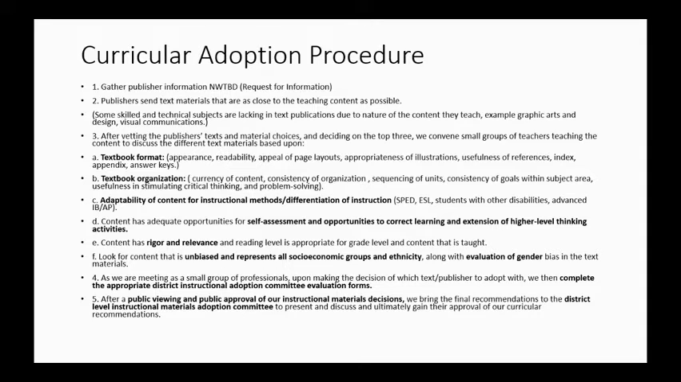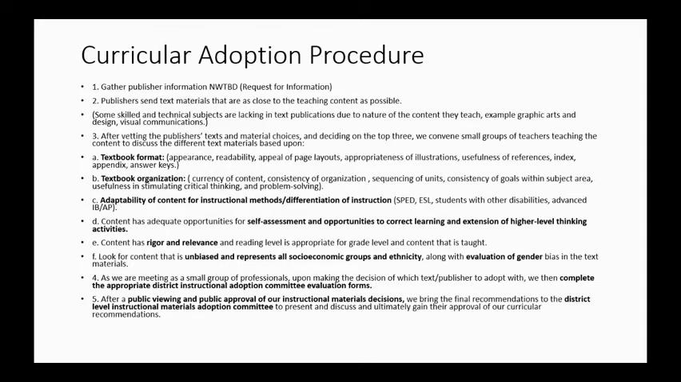After vetting the publisher's texts and material choices and deciding upon the top three, we convene as small groups of teachers and professionals who are teaching the content to discuss the different text materials based upon several factors. First factor being a textbook format, appearance, readability, appeal of page layouts, etc. Second criteria, textbook organization, the coherency of the content, the consistency of the organization, sequencing of units, and consistency of goals within the subject area. Also areas of promotion of critical thinking and problem solving.